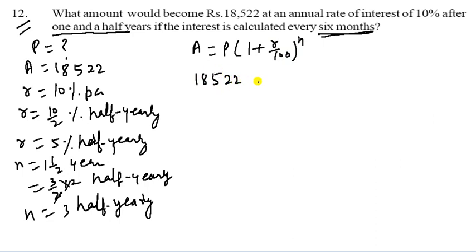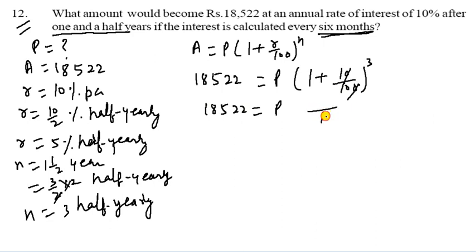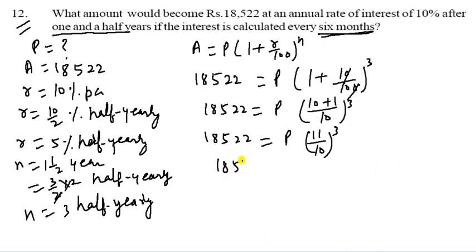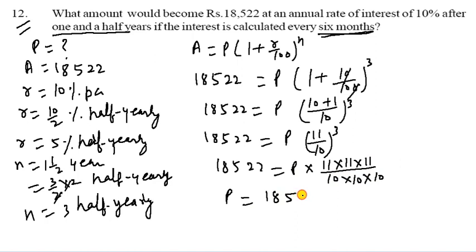Now apply the formula. Amount will be equal to P into (1 plus R upon 100) to the power n. So the amount is 18522. Principal we want to find. 1 plus R is given as 10%, so 10 upon 100 and whole power is n. Where is n? n is 3. So 0 cancels with 0. So 18522 will be equal to P, taking the LCM as 10, so (10 plus 1 upon 10) whole power 3. 18522 will be equal to P into (11 upon 10) whole power 3. So 18522 will be equal to P into 11 into 11 into 11 divided by 10 into 10 into 10.